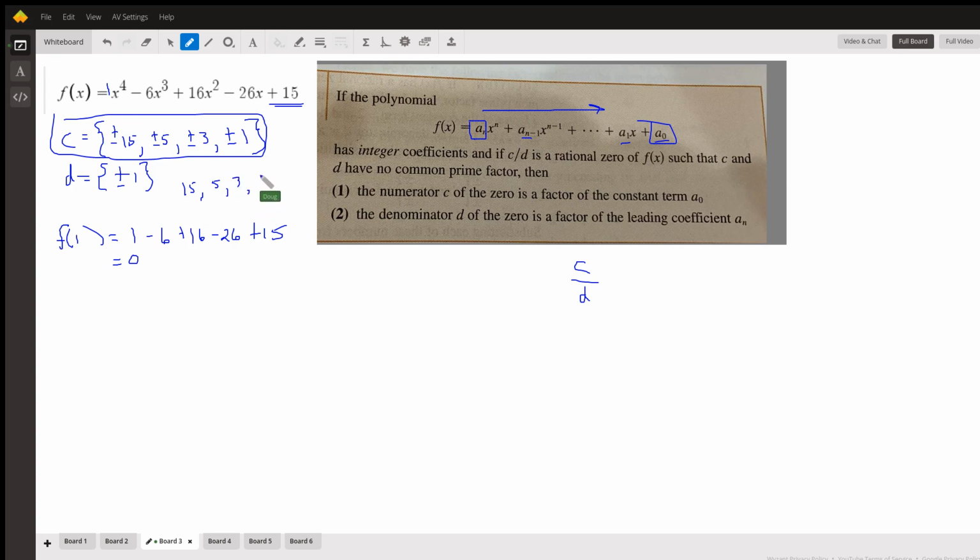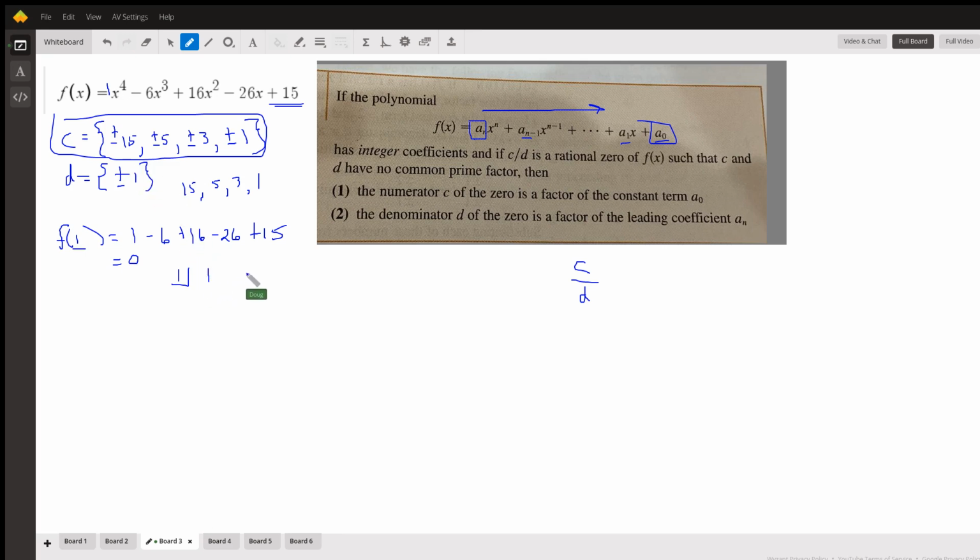And it's always easy to check for 1. You just write down all the leading coefficients. 1 minus 6 plus 16 minus 26 plus 15 is indeed 0. So 1 is a root. Now, how do we find the other roots? Well, one way to do it is to use synthetic division.